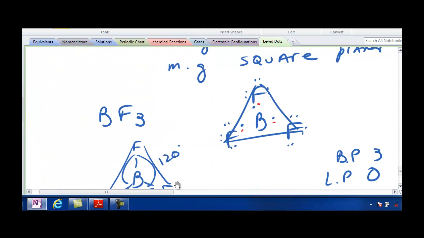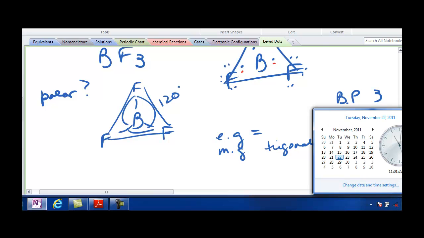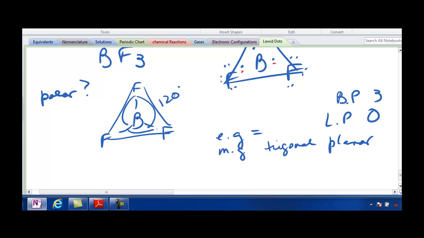What do I have here? So my question is, is this a polar molecule? Is this polar or non-polar? You do Lewis, we do shapes, and first Lewis, then shapes, and then I go, is this bond polar? You bet. If fluorine's there, that's going to be a polar bond. You're going to have a dipole there, and a dipole there, and a dipole there. So all three bonds are very polar. But is the whole molecule polar?